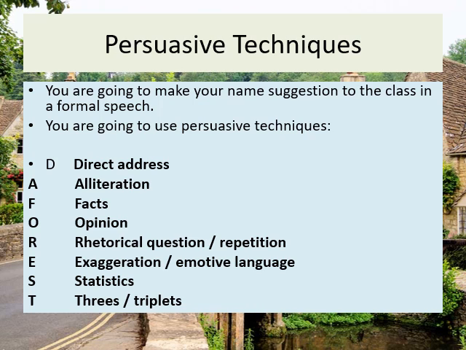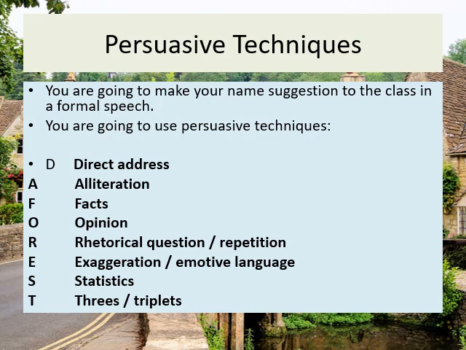Alliteration, the bouncy ball bounced ballistically. It's the first letter in words being the same to create an effect. Facts, in any piece of persuasive writing you're going to do for school, you'll be making up facts to support your argument. Opinion, you're allowed to have an opinion. Obviously it would be in favour of your argument.